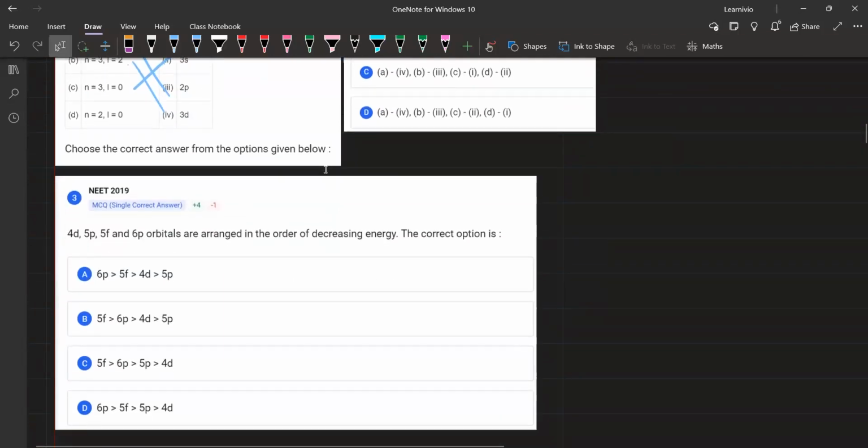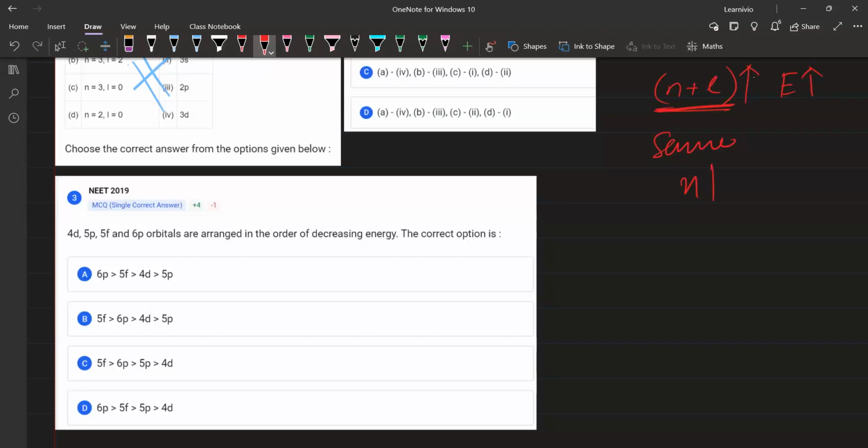Arrange the following orbitals in decreasing order of energy. Choose the correct option. Energy is defined by n plus l. So if an orbital has a higher n plus l, its energy is also higher. If n plus l is the same for two orbitals, then we look at the value of n. The orbital which has the higher value of n will have higher energy. So that's the rule. Please apply it.